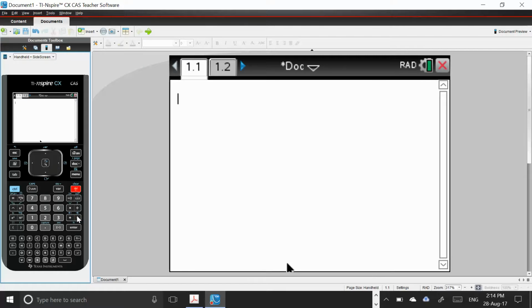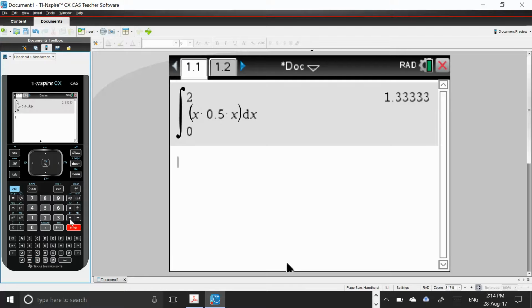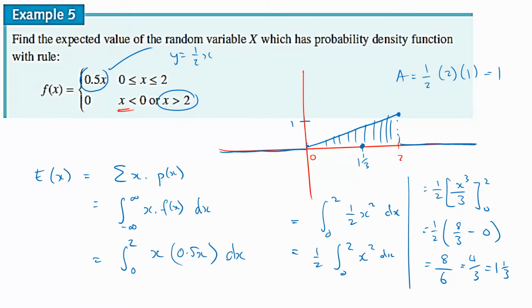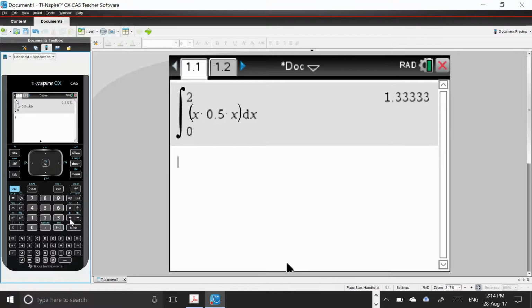Now what we want is shift plus, we want to integrate between 0 and 2. I'm pressing tab to move across, and you've got x times 0.5 times x dx. And voila, that was 1 1/3, which is what I had before. So that's how you can do it on your calculator. All right.